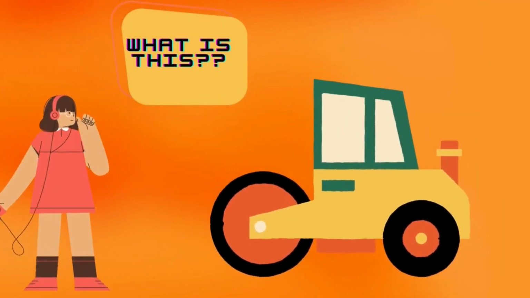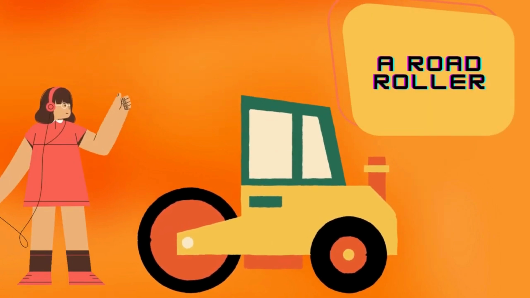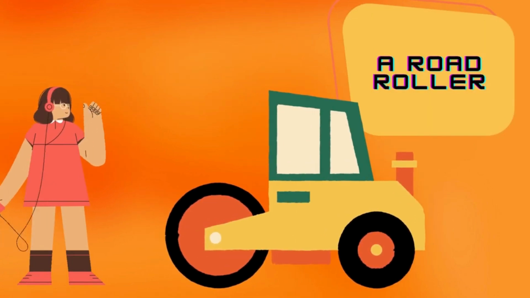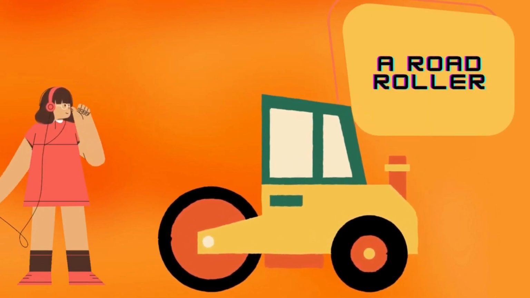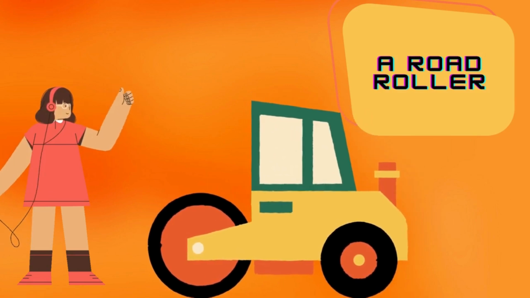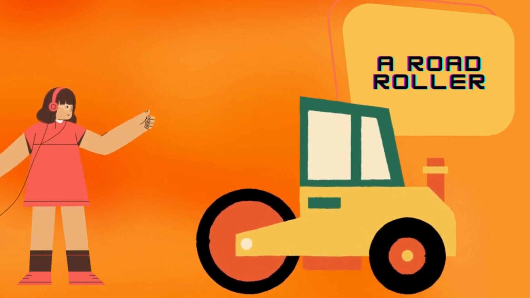What is this? A road roller. Road roller or compactor is a type of engineering vehicle that is commonly used to compact soil, gravel, concrete, asphalt or other materials in road construction, airport or port foundation work, at landfills or in agriculture.